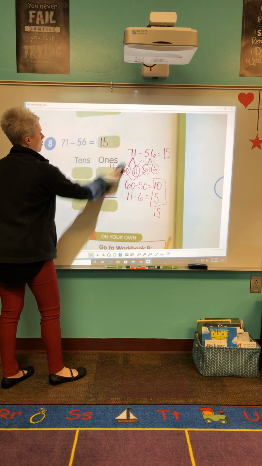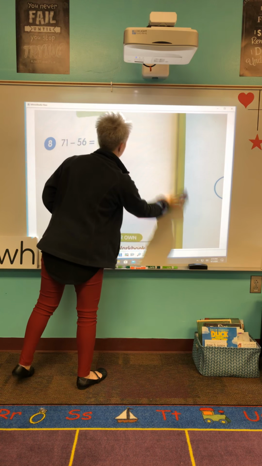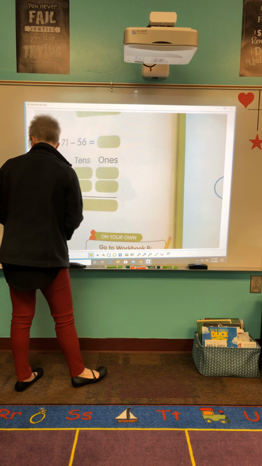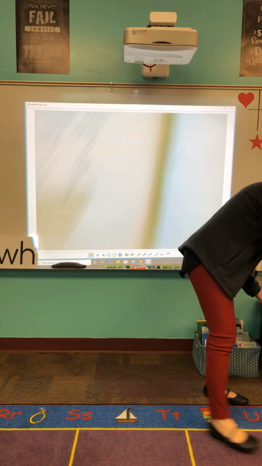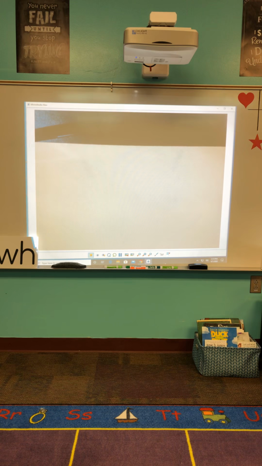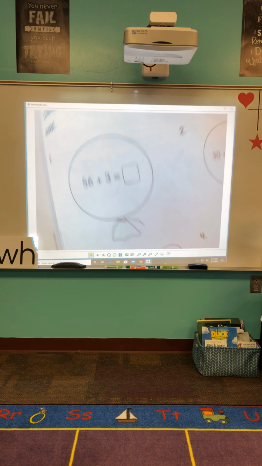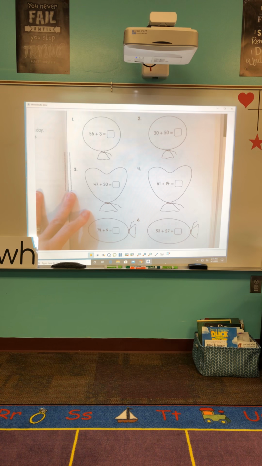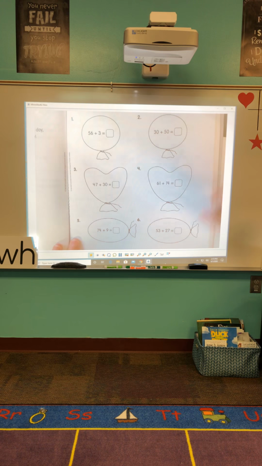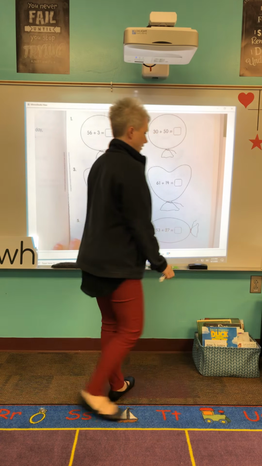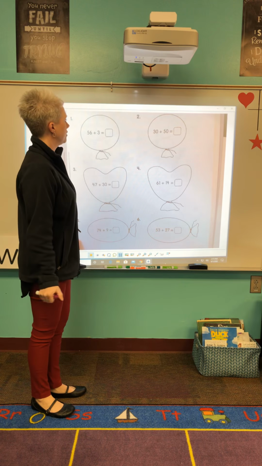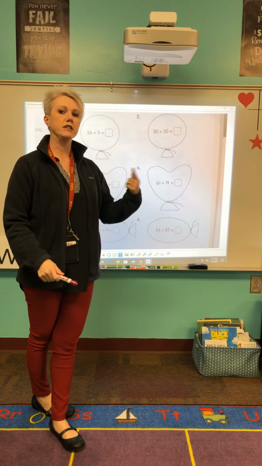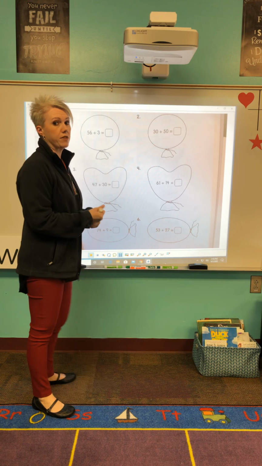Alright, let's jump into our workbook pages. And today we are up to workbook page 175. So find workbook page 175 in your math workbook, which is your fish book. There we go. It looks like this. Now this says chapter review / test. So this goes through everything we've learned so far. It'll be addition and subtraction with and without regrouping.